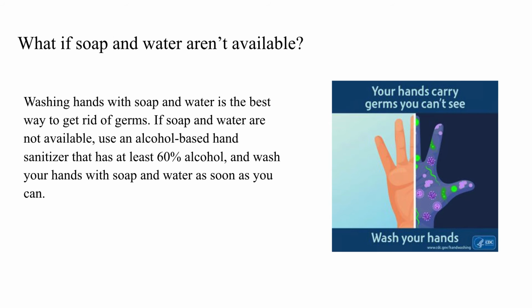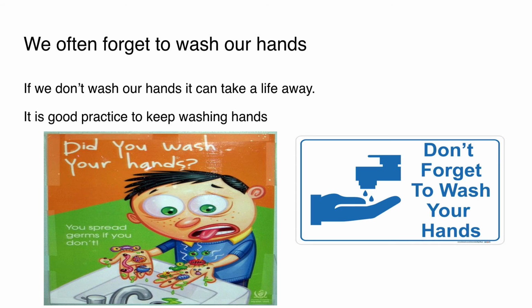What if soap and water are not available? Washing hands with soap and water is the best way to get rid of germs. If soap and water are not available, use an alcohol-based hand sanitizer that has at least 60% alcohol, and wash your hands with soap and water as soon as you can. Your hands carry germs you can't see, so wash your hands. We often forget to wash our hands. If we don't wash our hands, it can take a life away. It is a good practice to keep washing your hands. So don't forget to wash your hands.